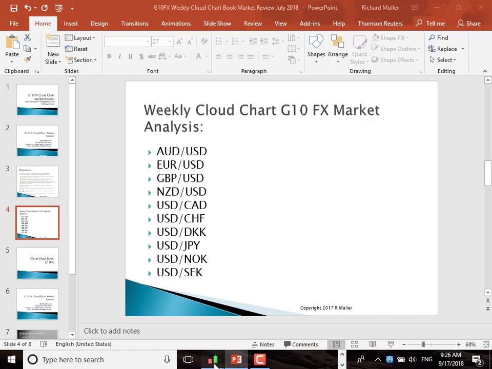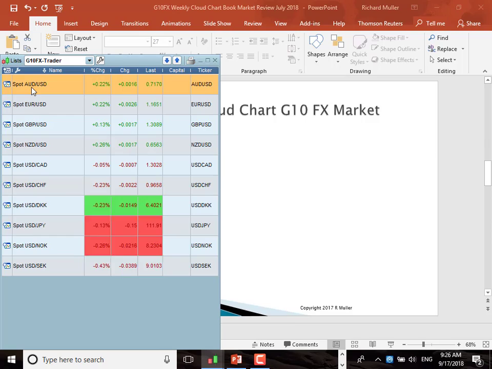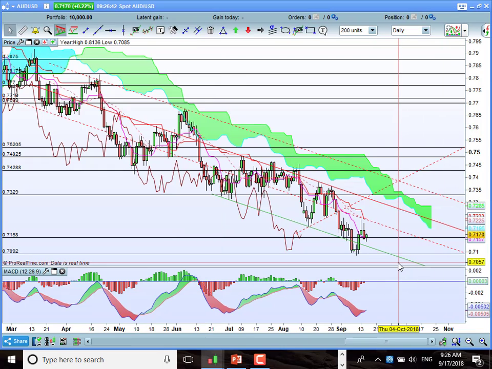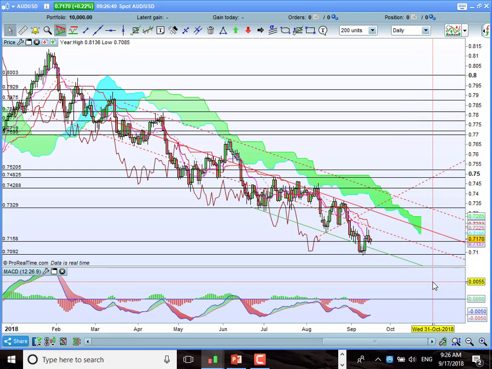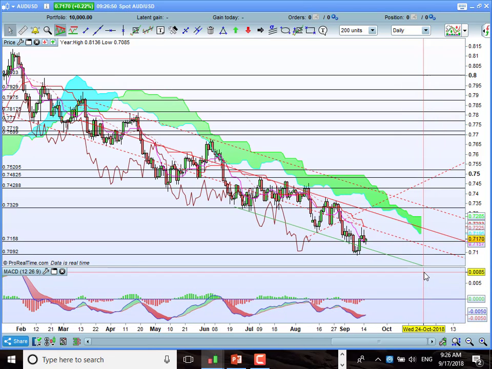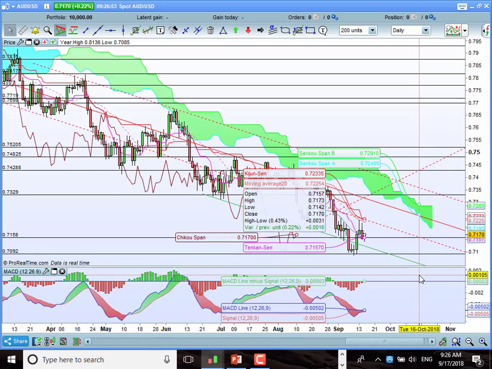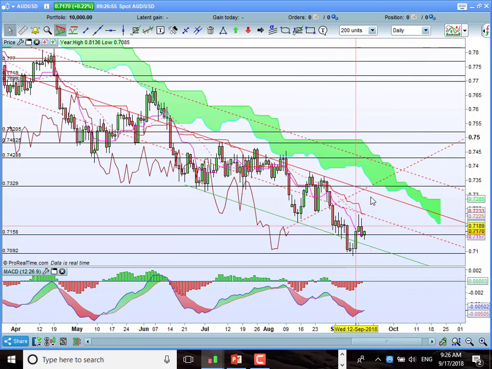Jumping straight into the pro real-time platform, we'll start with the Australian US dollar. We can see we're still locked in a solid downtrend. Price action is taking place below the cloud, which is overall very negative. So we have an overall bearish outlook with short-term swing trade potential as it mean reverts back to the bottom end of the cloud chart support zone.